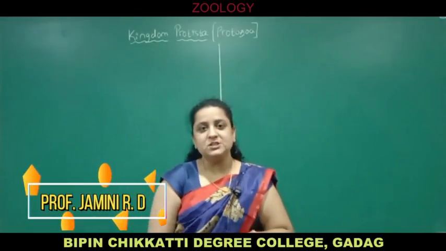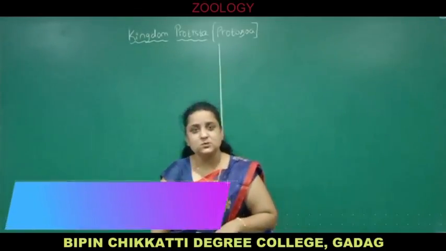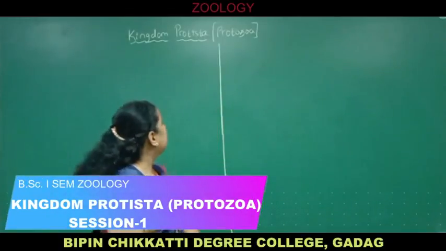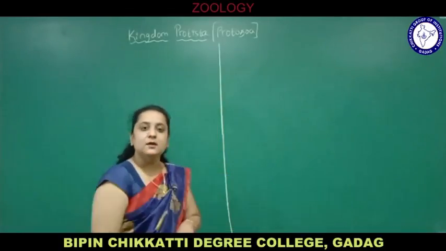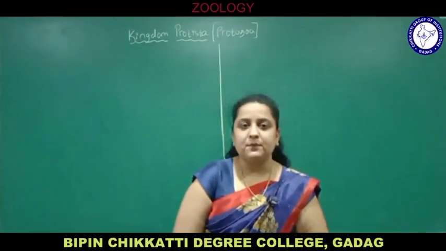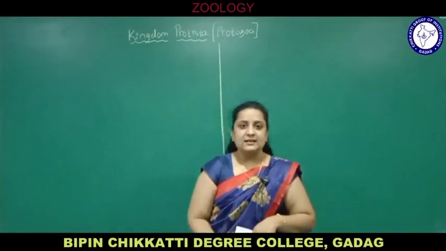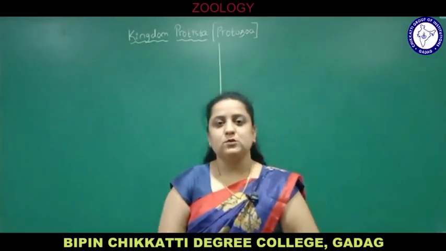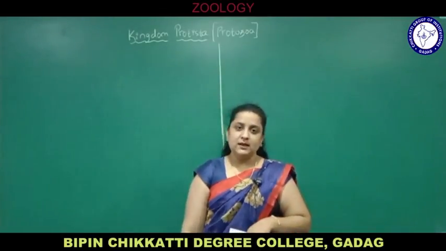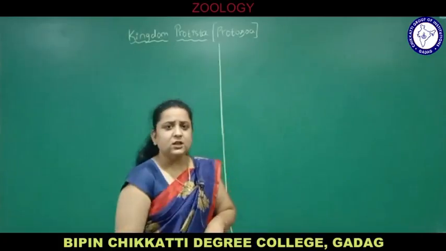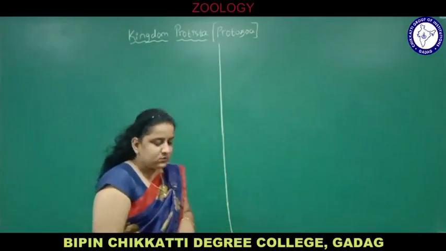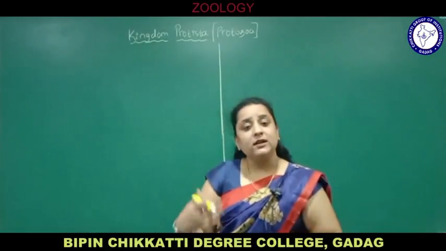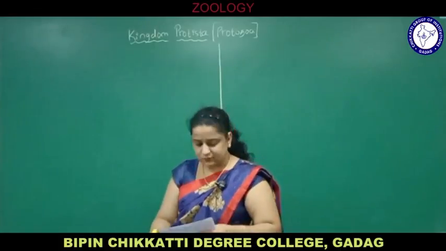Now we'll start the second chapter of your B.Sc first semester Zoology, that is Kingdom Protista, or it is also called Kingdom Protozoa. In this chapter you are going to study the general characters of phylum Protozoa and the classification of Protozoa up to classes with suitable examples. You already studied in your lower classes about phylum Protozoa, right? What kind of organisms come under this phylum?